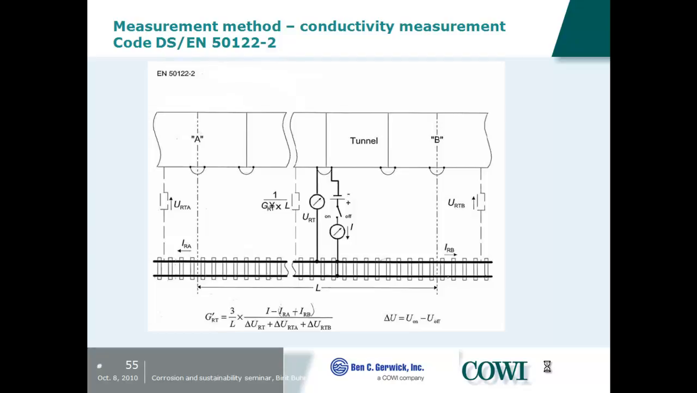Basically, what you aim at is a very low conductivity in this area, so you will not have stray currents running out of your rails, causing corrosion. But for practical reasons, that could be very, very difficult to obtain. We know that from some of the measurements that we've done, also on the Copenhagen Metro.